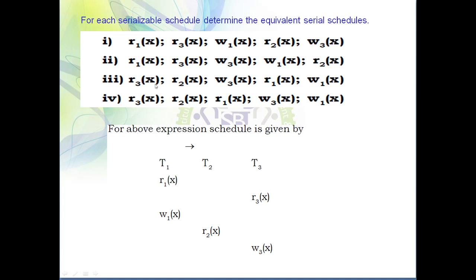Then you need to arrange all these operations under the transactions. Very first is R1 of X, so I wrote R1 of X and it is performed by T1. Then R3 is executed by T3. You don't have to draw in the same row, but after this first operation is performed, then comes R3, then W1, which is performed by T1.